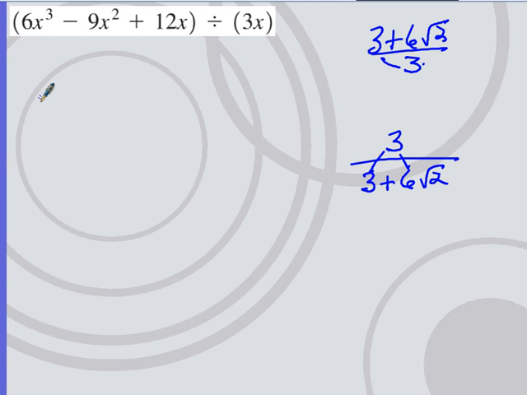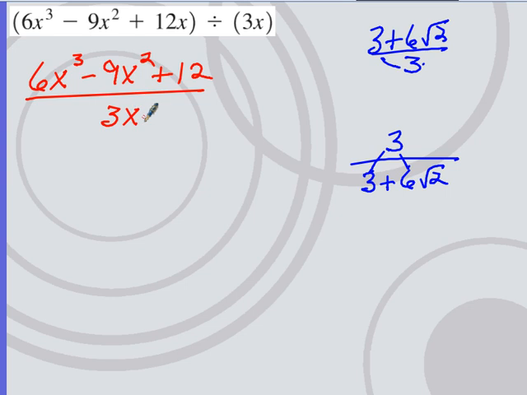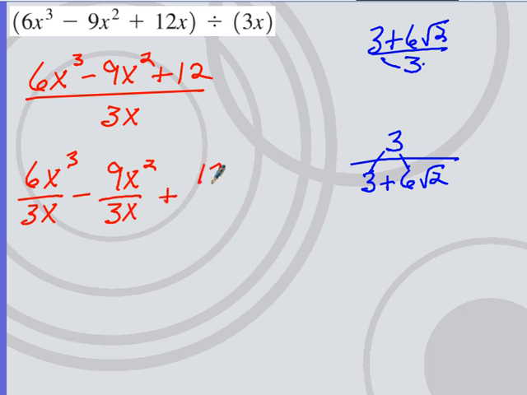Now, in the case of where we're working here, 6x to the third minus 9x squared plus 12x divided by 3x. Since there is a single term on bottom, you can split this. You can say 6x to the third divided by 3x. This is the distributive property. Minus 9x squared divided by 3x plus 12x divided by 3x. And just clean it up.